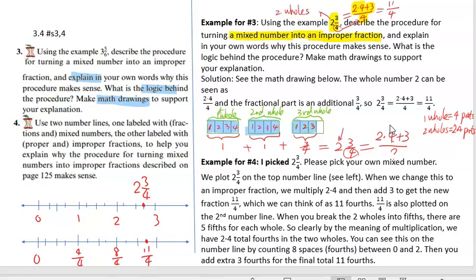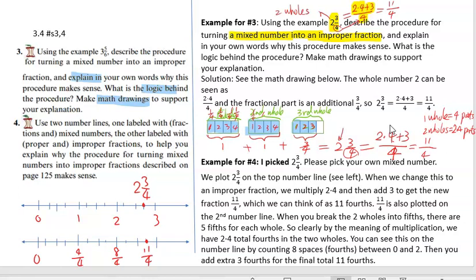And notice each of them is divided into 4 parts, and the size is 1/4. Each of these has the size 1/4. So that's why the denominator doesn't change. That tells us how many parts we divided each whole into. So we divide each whole into 4 equal parts. So we get 11/4.